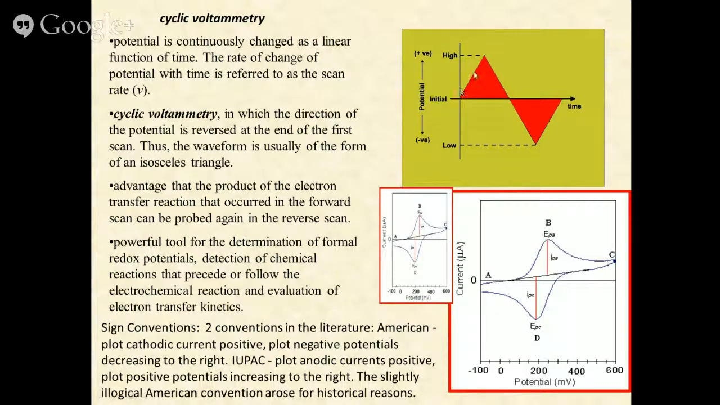If I have oxidized something in the forward scan, it should get reduced in the reverse scan, if it is a completely reversible reaction. If it is not completely reversible, the forward scan current and the backward scan current cannot be equal. One must be higher than the other. This anodic current will be around 1.2 to 1.3 times that of the cathodic current. It is a powerful tool for the determination of formal redox potential. I will come to it in a minute.